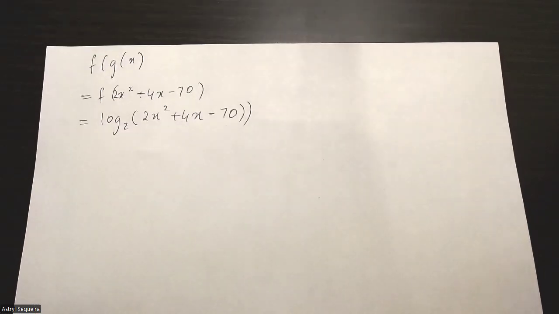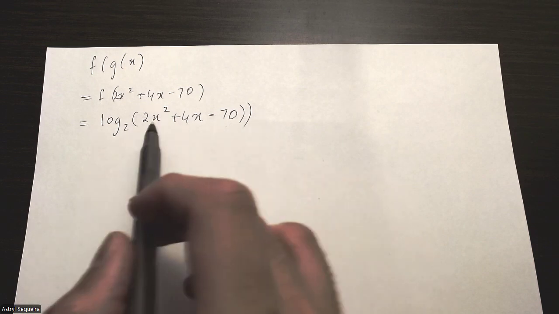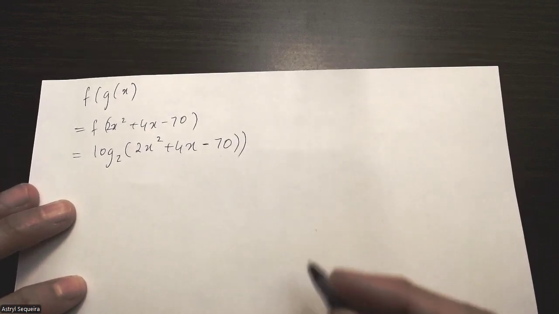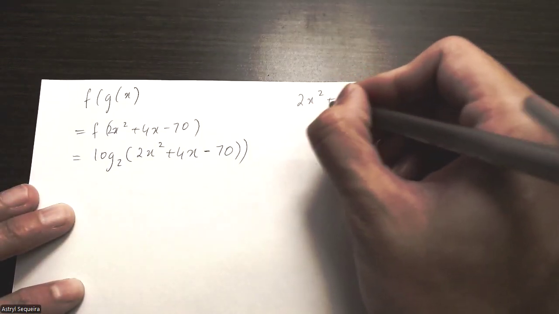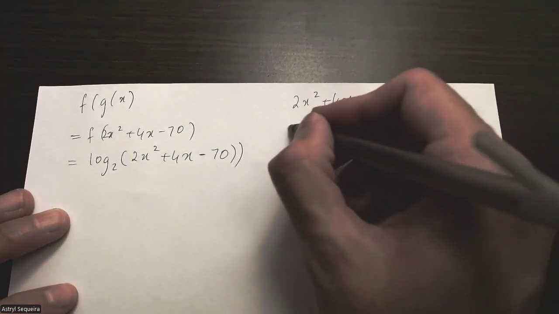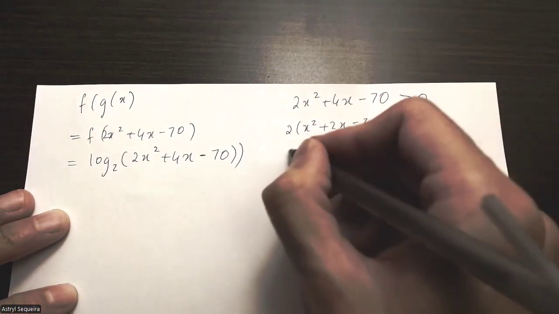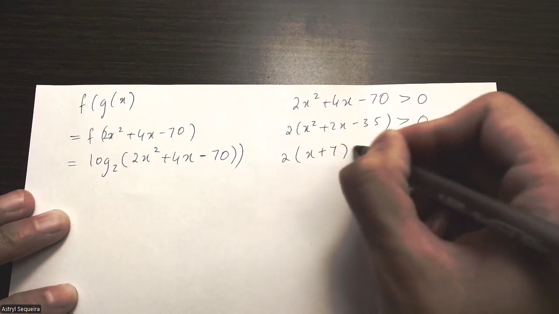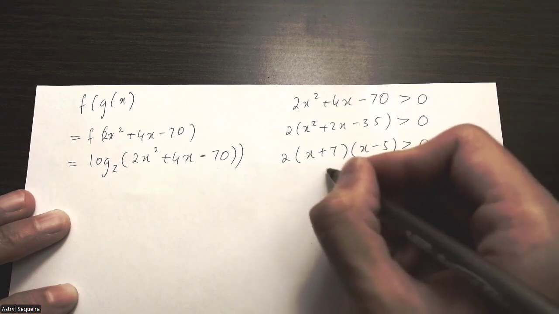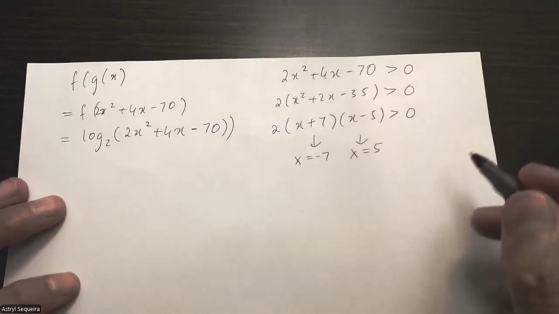So to determine the domain of a log function, we've got to make sure that whatever's inside the log has to be greater than 0. So we're solving for 2x squared plus 4x minus 70 has to be greater than 0. To solve this, we've got to just factor this first. That's a simple trinomial with 7 and negative 5. So here x equals negative 7, x equals 5.